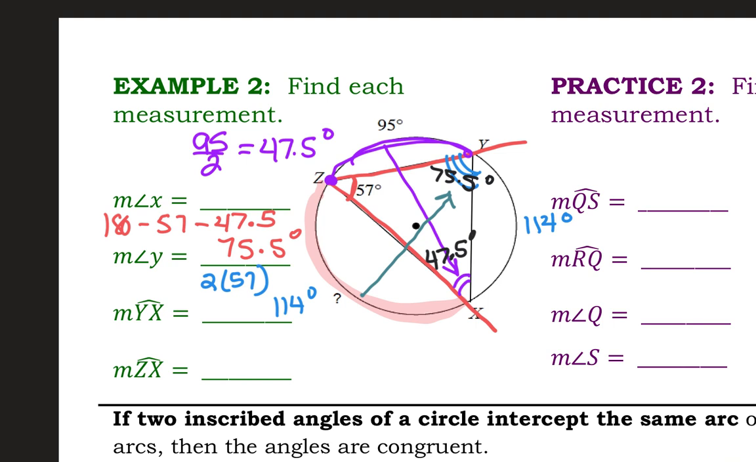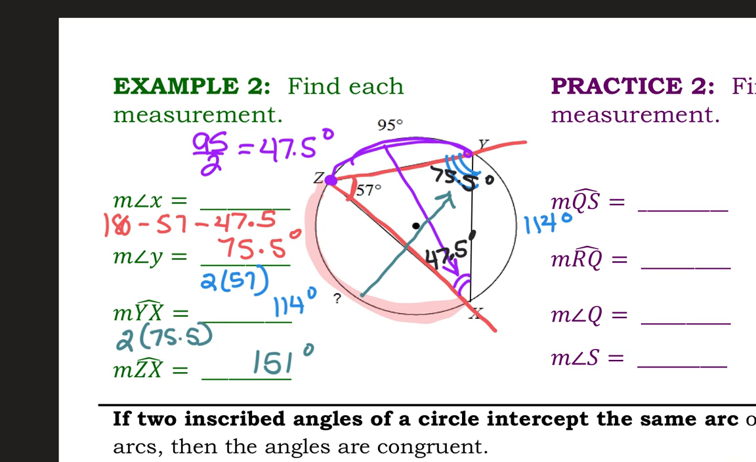What do y'all want to do as a class? Do y'all want to subtract from 180 or do you just want to double? Just double? Okay, so let's do 2 times 75.5. What does that get us? 151? 151 degrees. And that was that question mark.